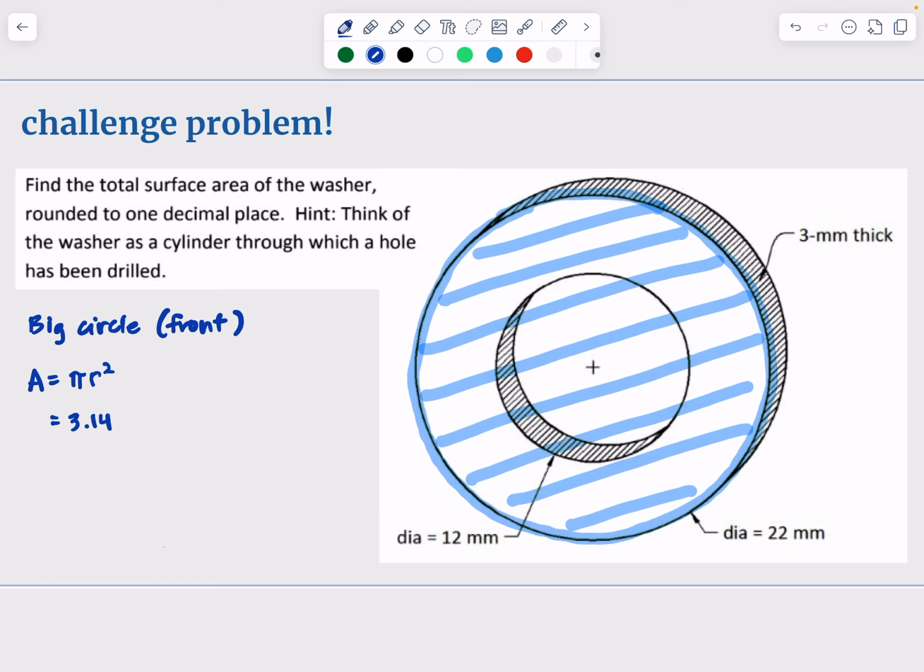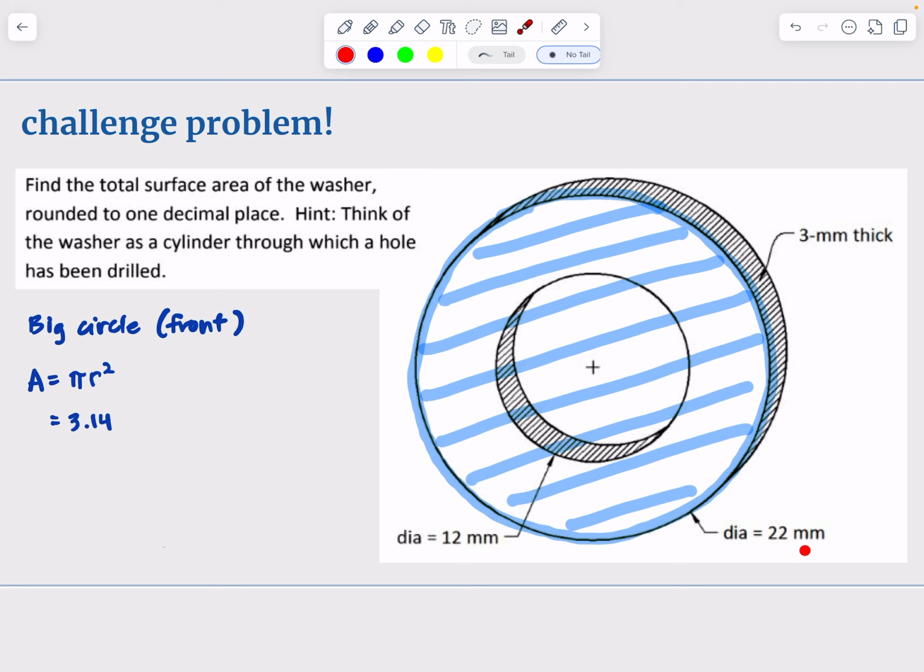And so now what I need is the radius. I need to know the radius of this circle. So on the diagram, I have two measurements here. I'm given two different diameters. This stands for diameter equals 12 millimeters, and then I have diameter equals 22 millimeters. So the 12 millimeters is for the small circle, the hole that's cut out of the center. The bigger measurement would be the diameter of this entire circle going from one side to the other.